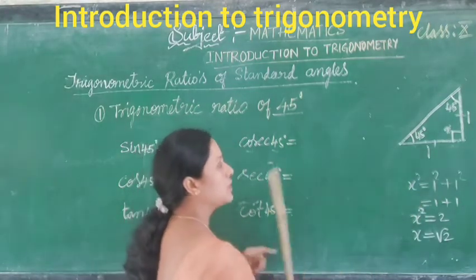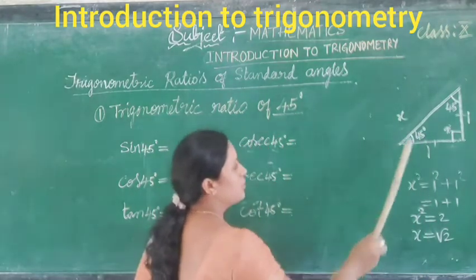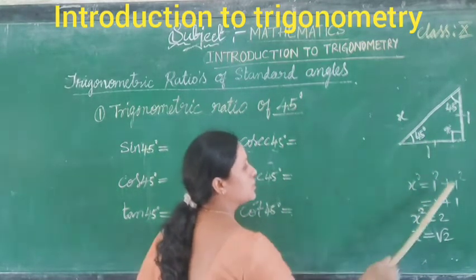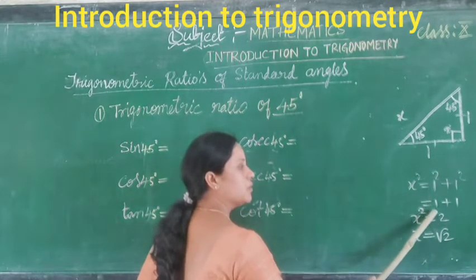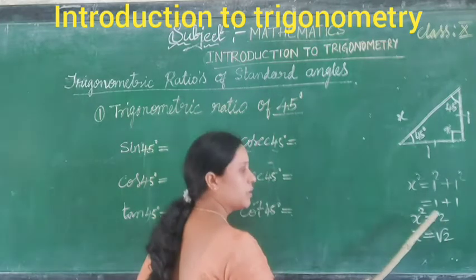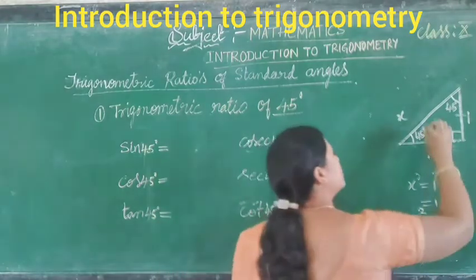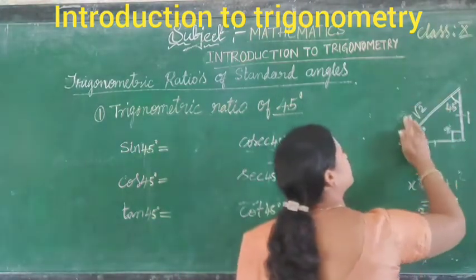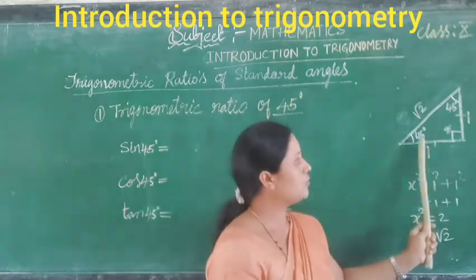So hypotenuse side can be considered as x. Square of the hypotenuse equal to sum of the squares of other two sides. That is 1 square plus 1 square. 1 square is 1. 1 square is 1. Add these two, we get 2. x square is 2. x is what? Root 2. So the hypotenuse side will be root 2. Okay. So now write the sin 45.